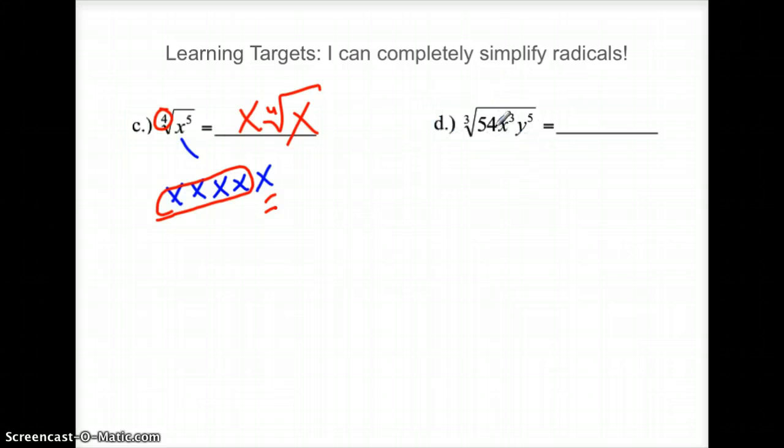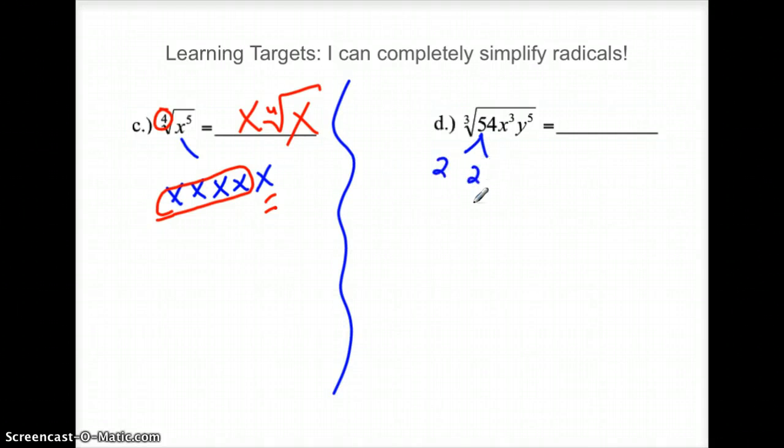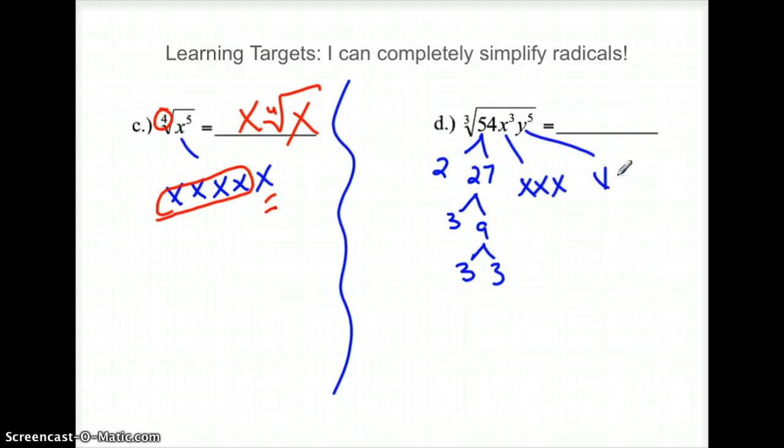Now here's where they get fun. Okay, we've got numbers and letters and whoa, we've got 2 variables. Yikes! Don't let it scare you though. It's just the same exact thing, okay? So factor tree 54, I'm gonna go with 2 and 27, and then obviously 3 and 9, and then 3 and 3. I've got 3 x's, and I've got 5 y's.